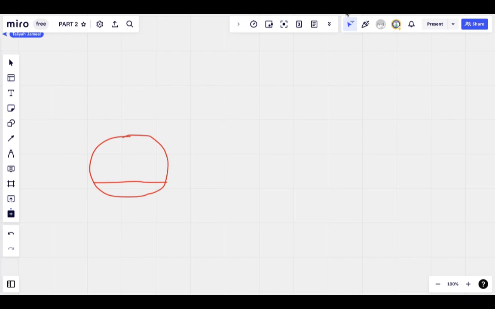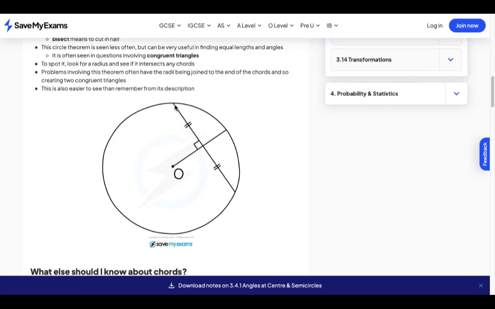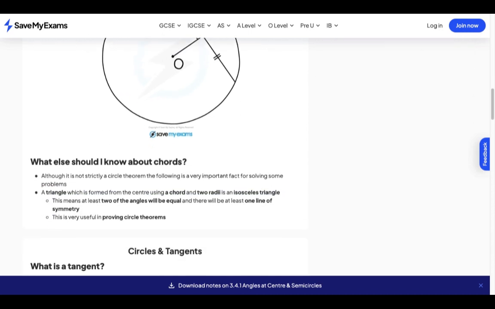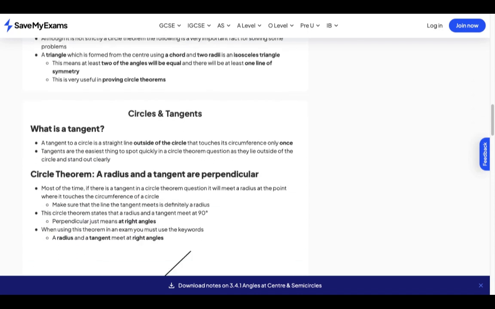Now let's move on quickly. So we know what is a chord: from one part of the circumference to another part without passing through the center. We know what is a radius. When a chord and a radius meet, they make 90 degrees. So all of these basics we already know. Let's go to the problems themselves.